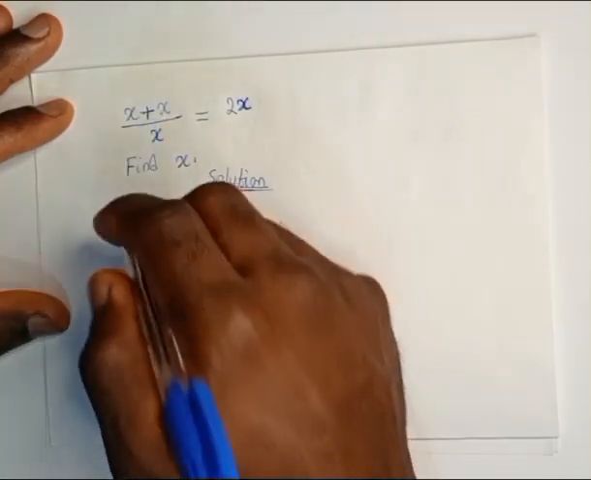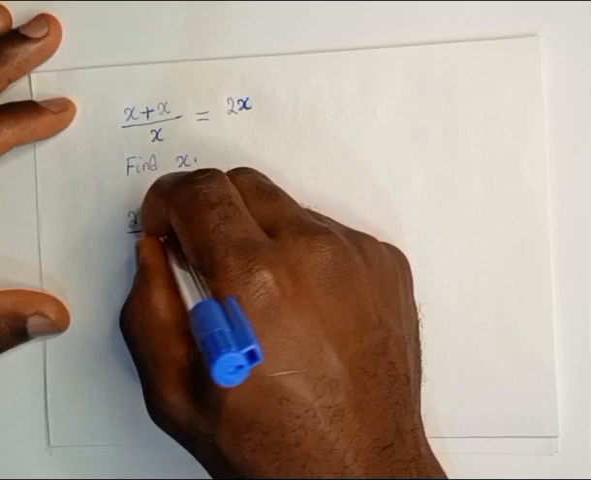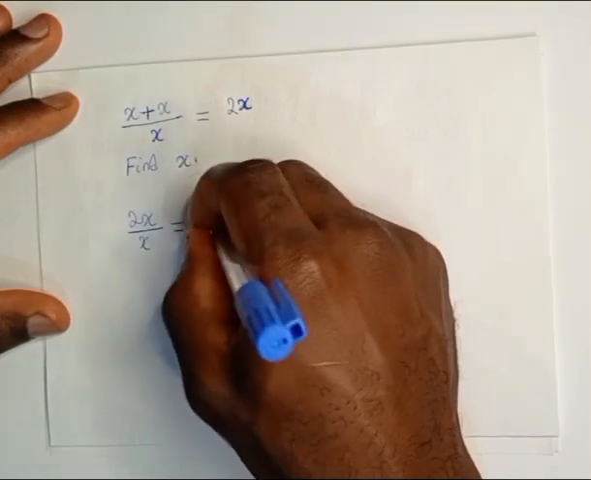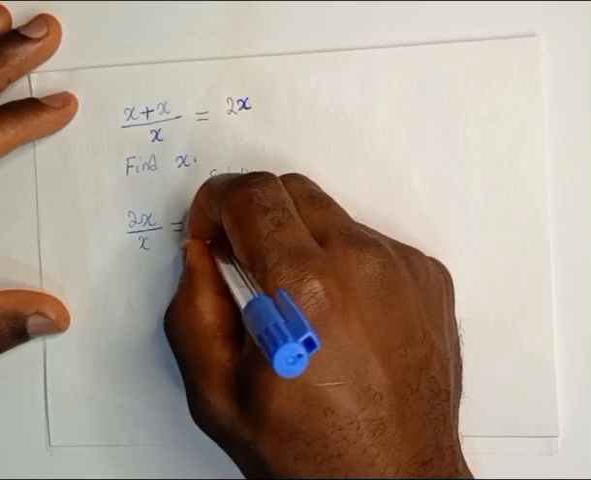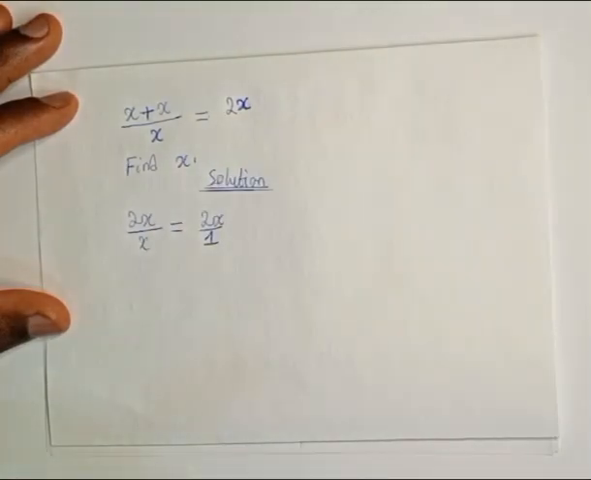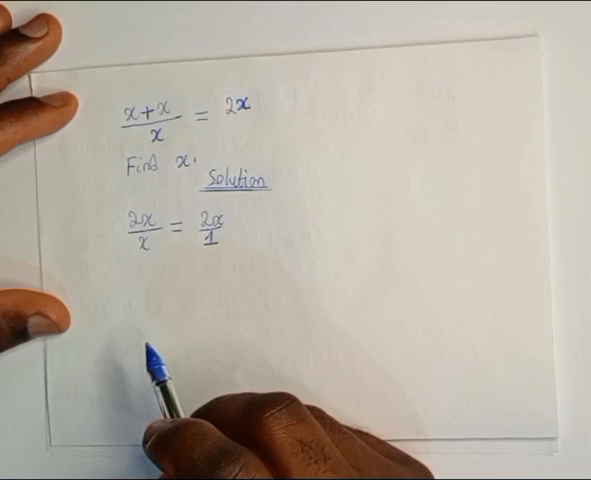x plus x gives us 2x all over x is equal to 2x, which can be expressed as 2x all over 1 as such. At this level, what we are going to do is perform cross multiplication.